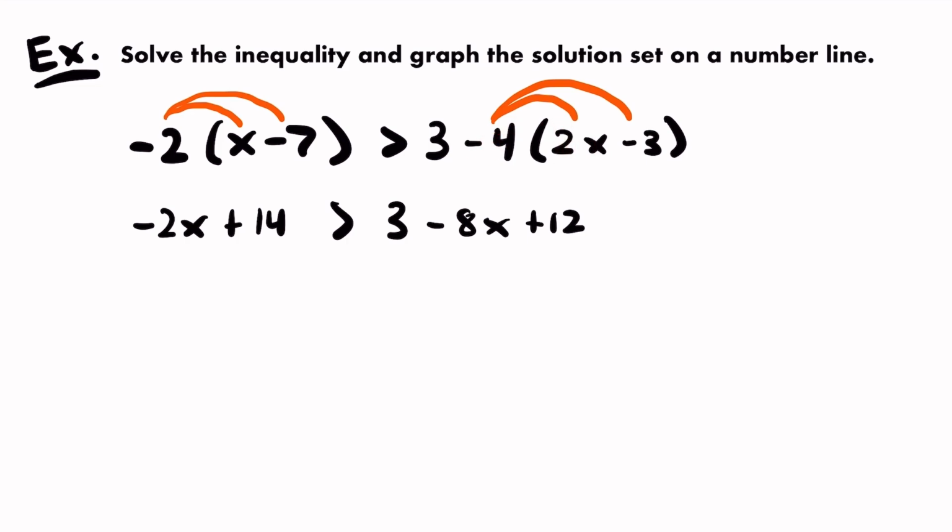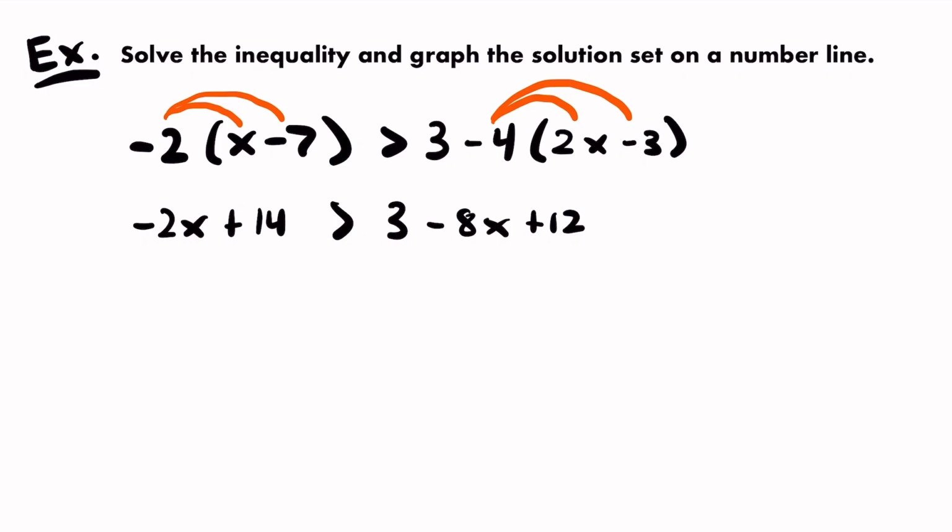-4 times 2x will give you negative 8x, because you want to multiply negative 4 by that coefficient of x, and negative 4 times 2 is negative 8, but then you keep that x part. And then negative 4 times the negative 3 is positive 12. And so now we have successfully removed the parentheses in this inequality. Now we just have different variable and constant terms to work with.